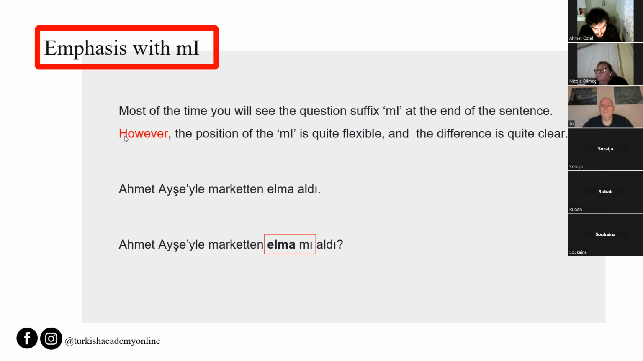And let's move it to the previous word. This time I have the word market. Ahmet Ayşe ile marketten mi elma aldı? And in this question, basically, I'm asking if Ahmet bought this apple from the market. Is he crazy? Because in bazaar it's cheaper, but he bought it in the market. So this is what I'm questioning in this sentence. And then I could shift it again, and I can say Ahmet Ayşe ile mi marketten elma aldı?